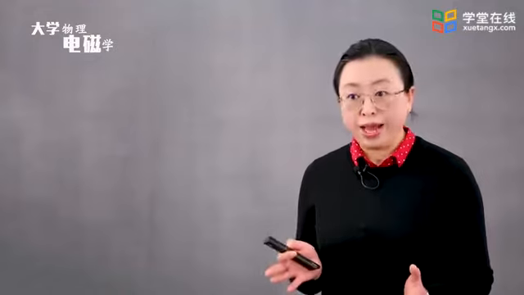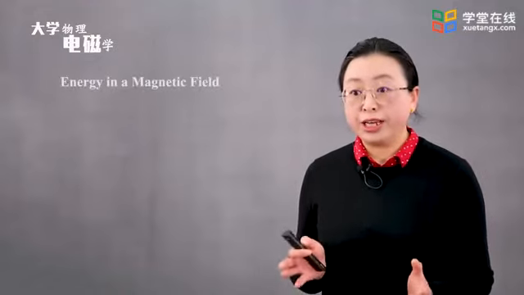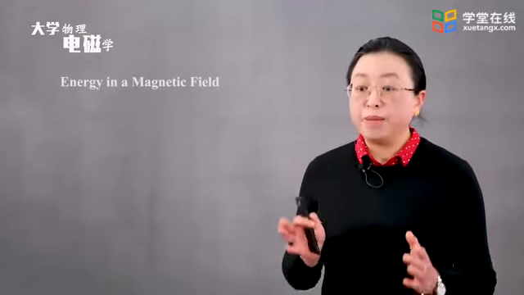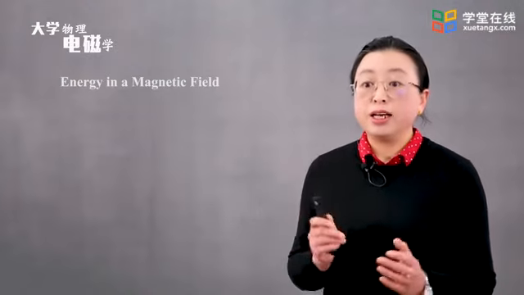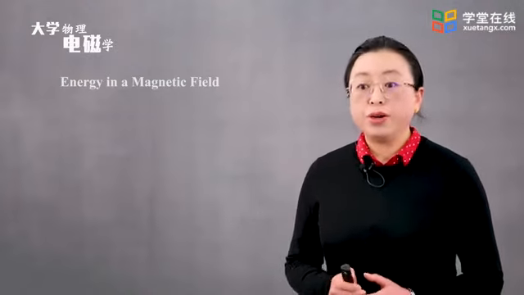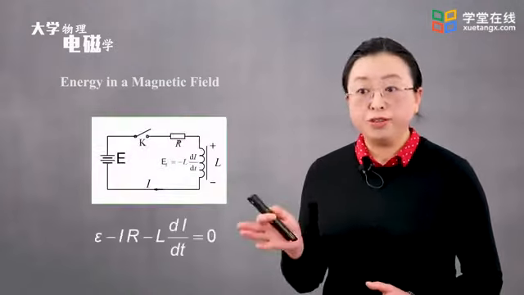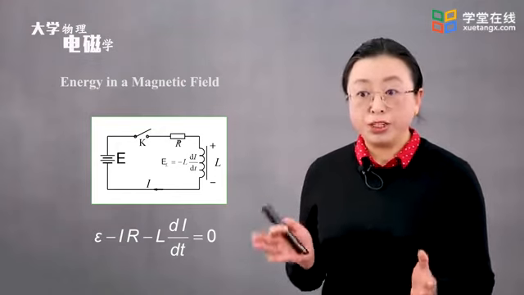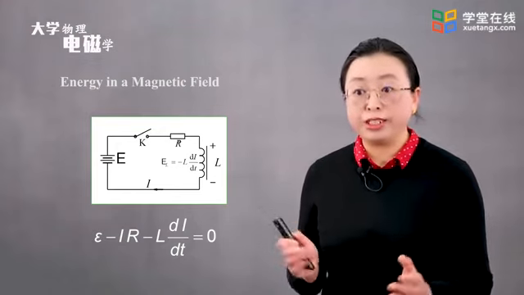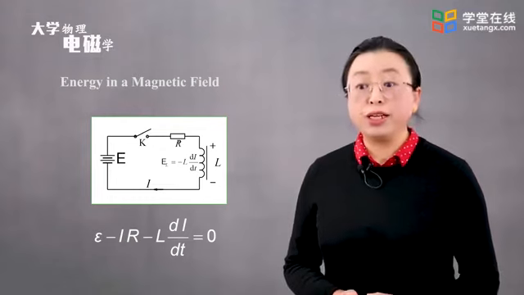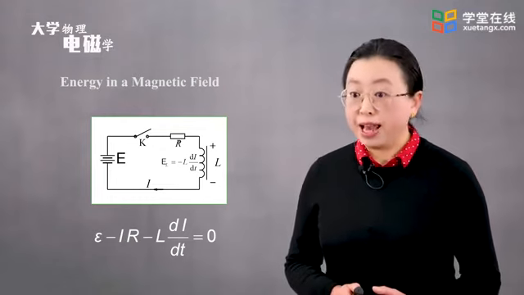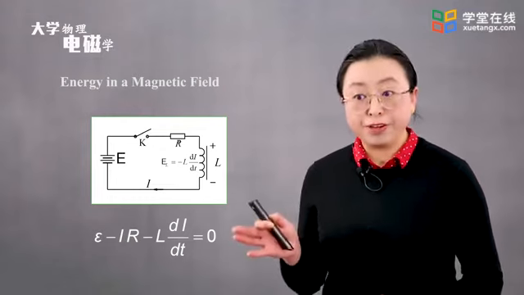In an analogous way, we will find energy in the magnetic field by considering a circuit containing an inductor. Recall this equation for an RL circuit. From this equation, we understand that with an inductor, a battery must provide more energy. Part of the energy is stored in the resistor, and the remaining energy is stored in the magnetic field of the inductor.